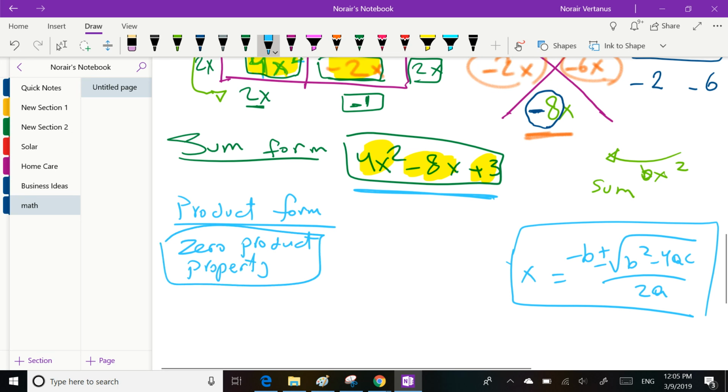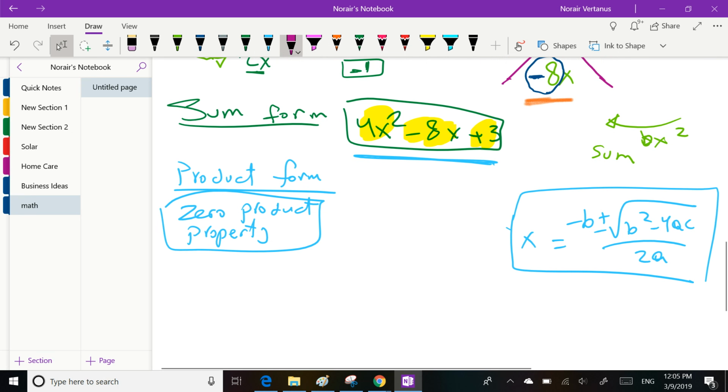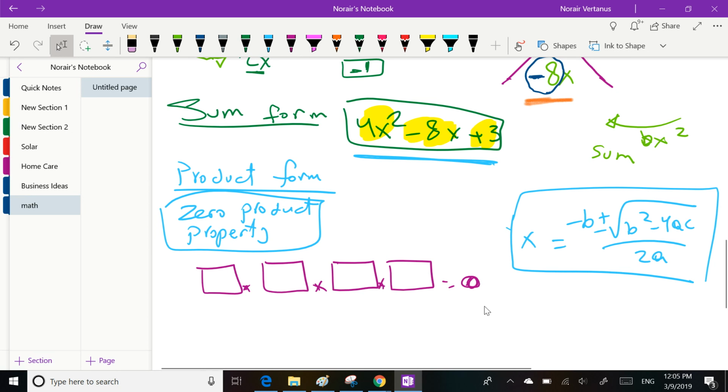What is the zero product property? The zero product property means when you multiply two numbers, or 10 numbers, it doesn't matter, all these boxes mean numbers can be inside, and the product equals 0. As long as you know product means multiplication. Multiplication of numbers equal to 0 means at least one of these boxes, at least one of these numbers should be 0 to make this whole thing 0. So we're using that property.